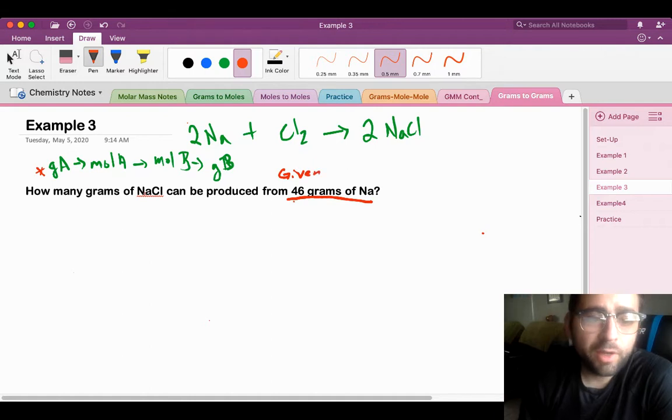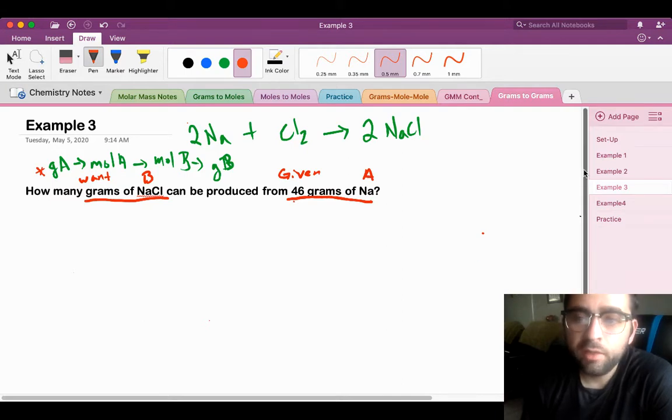And how many grams of NaCl? So how many grams, that's the question. So this is what I want to find. This is what I want, so this is the B. And this is given, so Na is going to be the A. That way I can just substitute those into my equation.